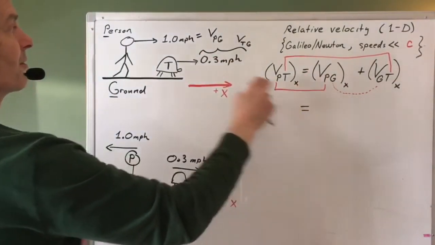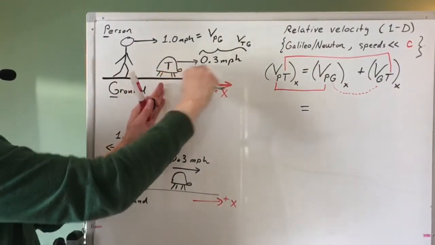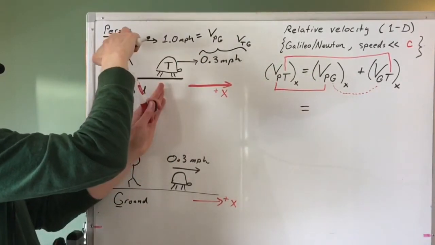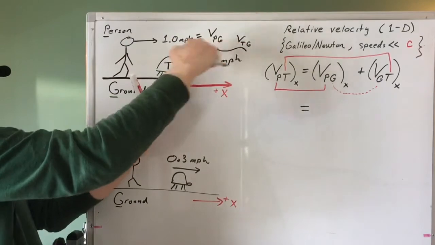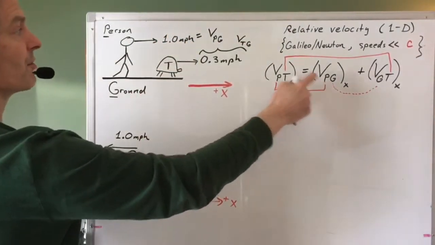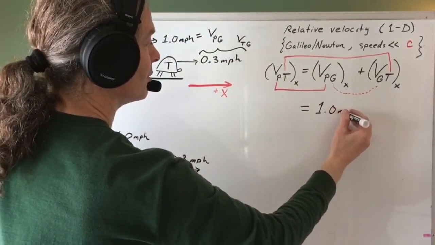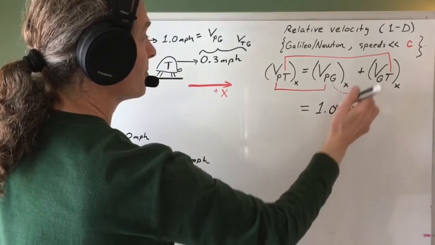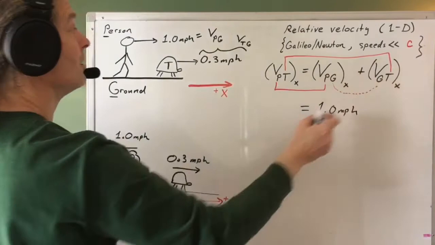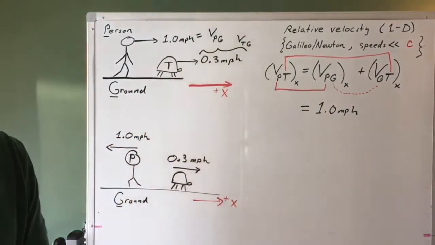Velocity of person relative to the ground. Oh, and I got to make sure I've got my signs right. The turtle's moving in the positive x direction, so this is positive. The person's moving in the positive x direction relative to the ground, so that's positive. Great, so velocity of person relative to the ground, x component is 1.0 mile per hour. Now I got to be careful here. This calls for the velocity of the ground relative to the turtle. What I have here is the velocity of the turtle relative to the ground. So let's think about this.